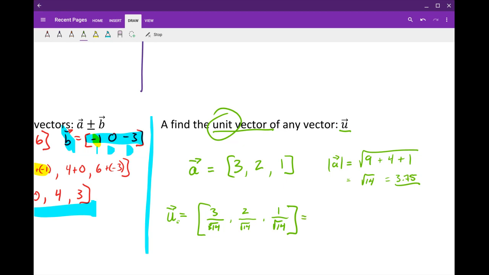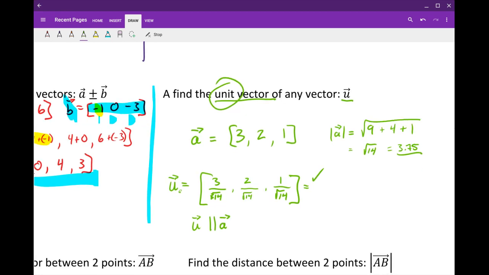And basically what I've got here is a vector that's exactly 1 unit long, but it's parallel to A. So this unit vector is parallel to A, but the magnitude of A is 3.75, while the magnitude of this unit vector is actually 1, right? So this is what's called the unit vector of A.